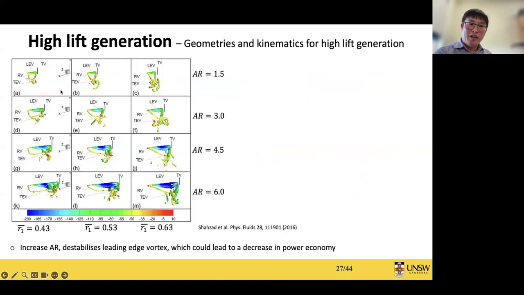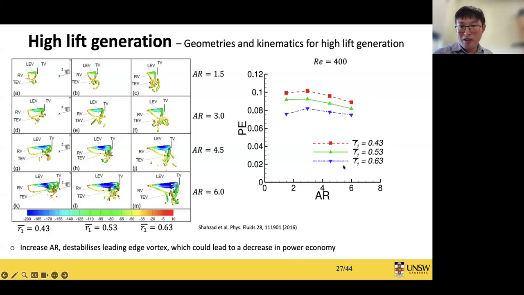So we further check the aspect ratio here. We consider aspect ratio from 1.5 to 6. The major outcome is that when we increase the aspect ratio, it destabilizes the leading edge vortex. For example, when we go from this one to this one, near the wing tip, the LEV loses its stability.